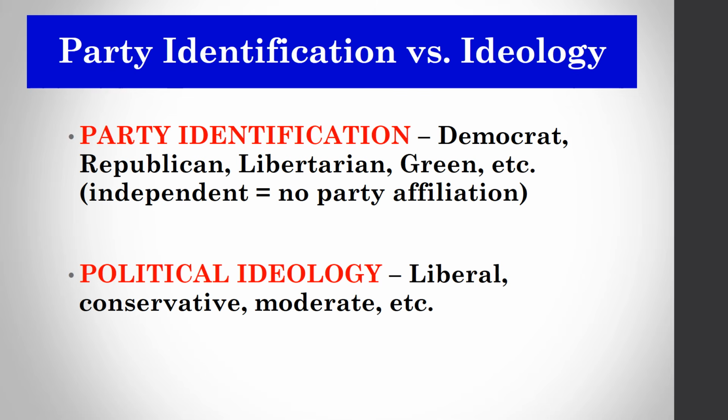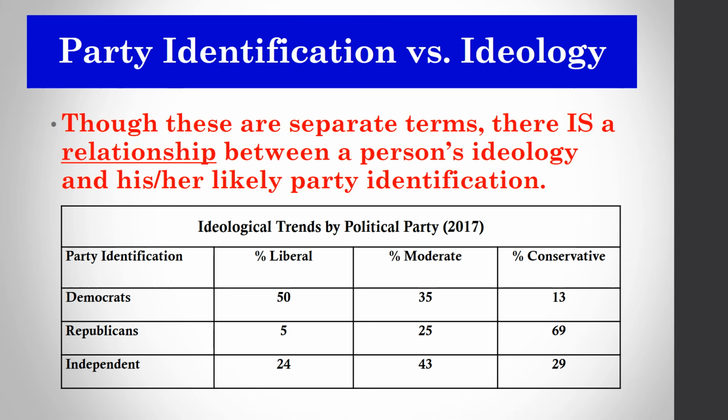So, for example, you see here, party identification would be saying that you're a Democrat or you're a Republican or Libertarian, etc. There's also people who are independent, meaning they affiliate with no party in particular, and they vote for different parties depending on the situation. Your political ideology is what we've referred to in the last unit, which is being liberal or conservative or moderate or socialist, things like that, right? And so, again, although these are separate terms, there is a relationship when we look at our political system.